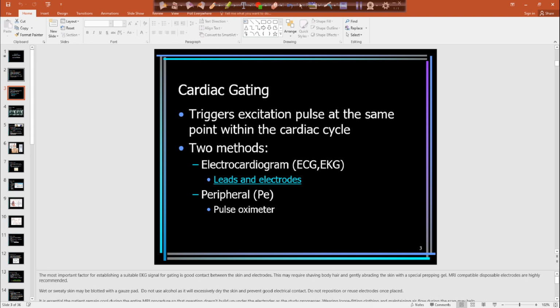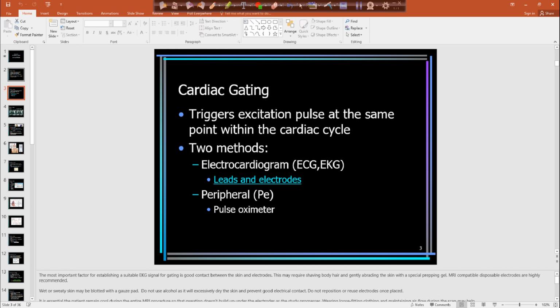So with this cardiac gating, we're triggering that excitation pulse, and typically we're going to be using a gradient echo pulse sequence because it's fast. Our excitation pulse is going to be variable, so usually we have an alpha flip angle that's less than 90 degrees. And we're going to time that at the same point within the cardiac cycle, right after that R wave. We have two methods.